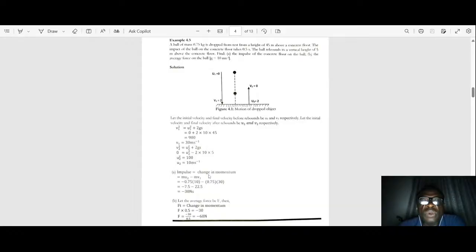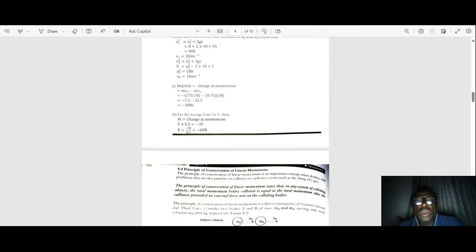Therefore, impulse is equal to change in momentum. So by the time you do this, you have minus 30 newton second, because this is moving against gravity. If you have any issue with this explanation, you let me know. Any issues so far?